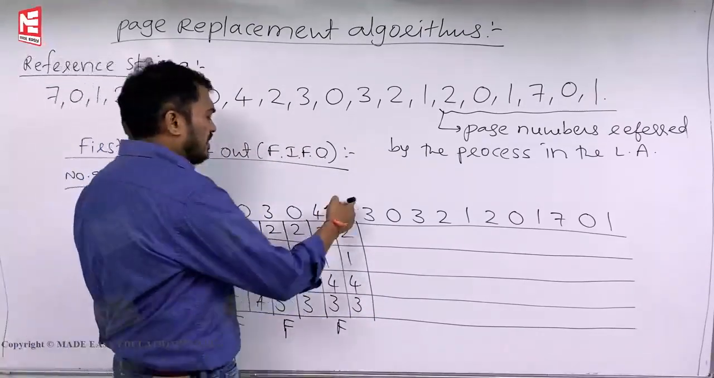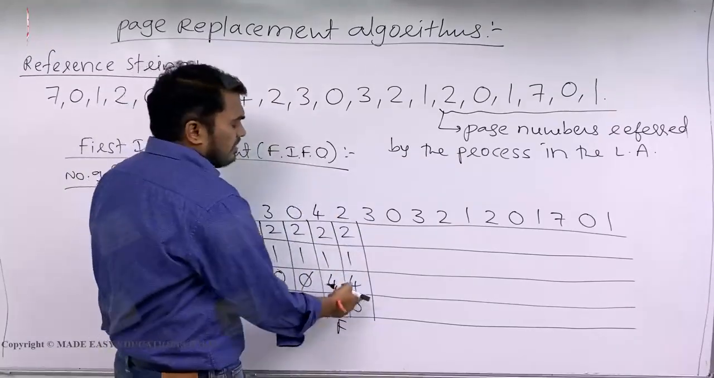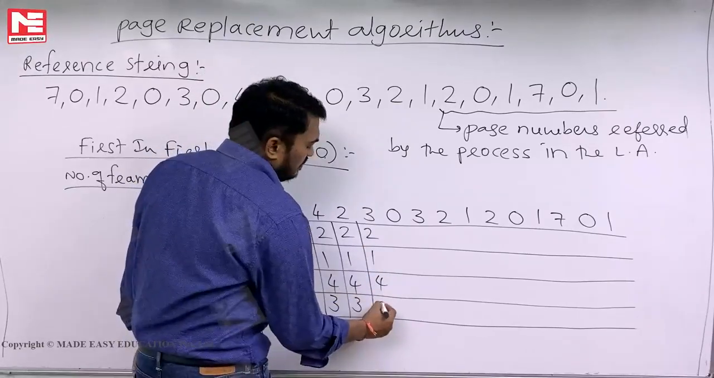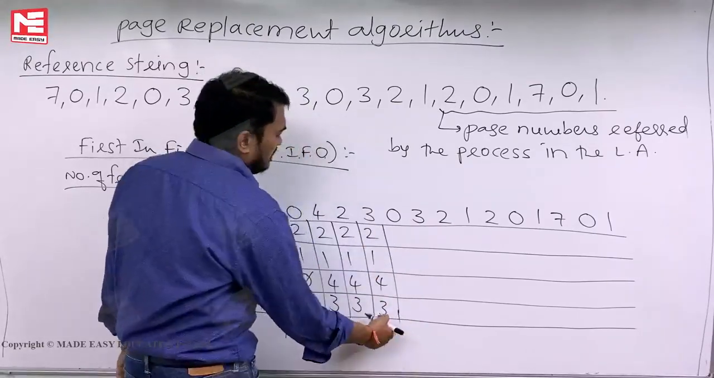And the next is what here? 3. Is 3 available? Yes, 3 is available. So then copy as it is. Don't write F. This is also a page hit.